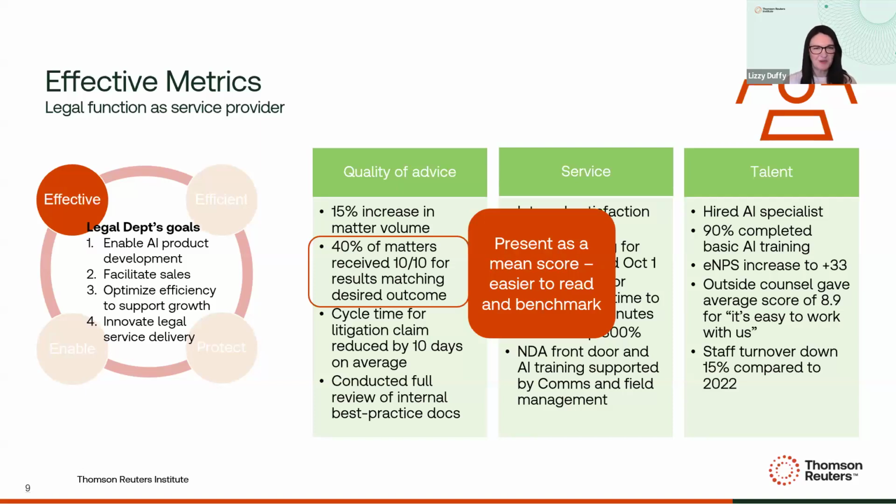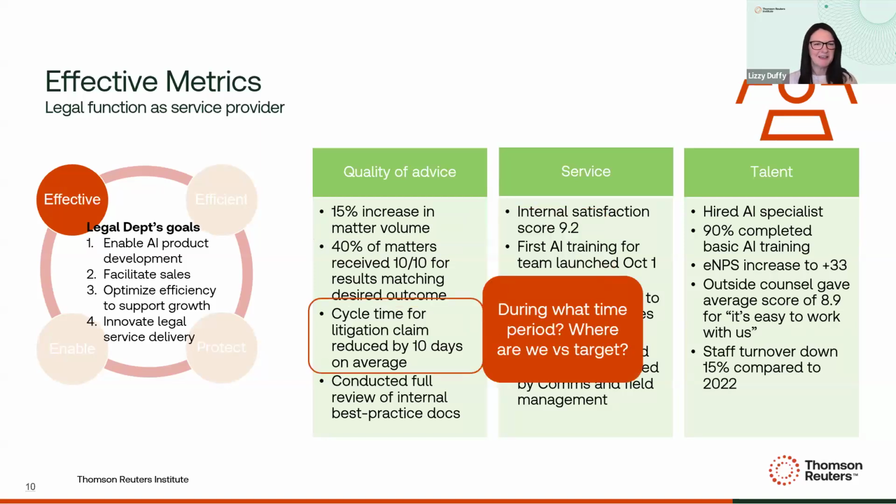It doesn't tell the full story because if 40% of matters got a 10 out of 10, but then the other 60% only got a score of 1 out of 10, your average score is going to be a 4.6. So it's not such great news. So we want to be as representative and honest as possible, not just cherry pick.